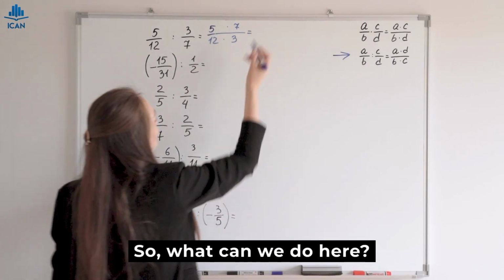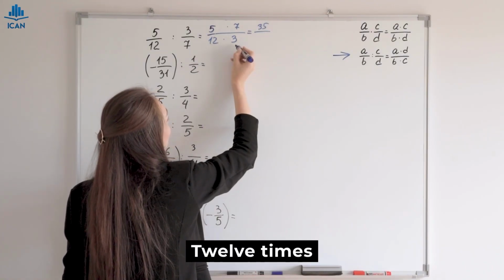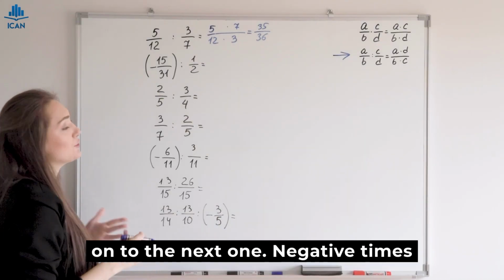So what can we do here? 5 times 7 is 35. 12 times 3 is how much? 36. We can't simplify this. Let's move on to the next one.